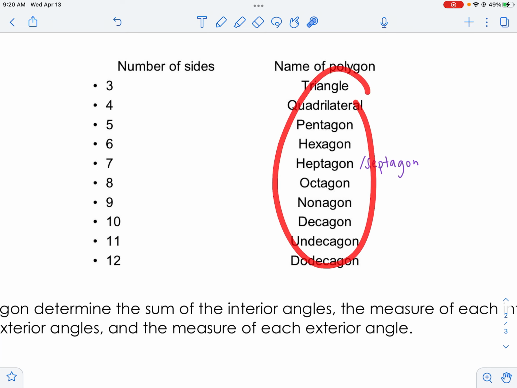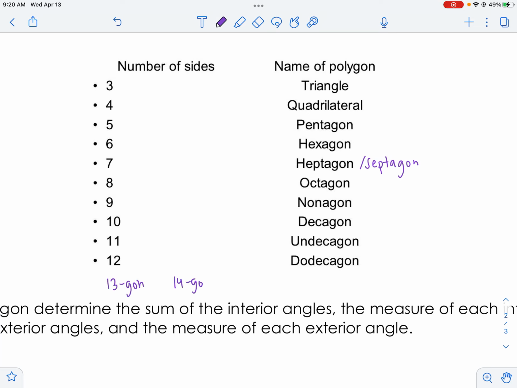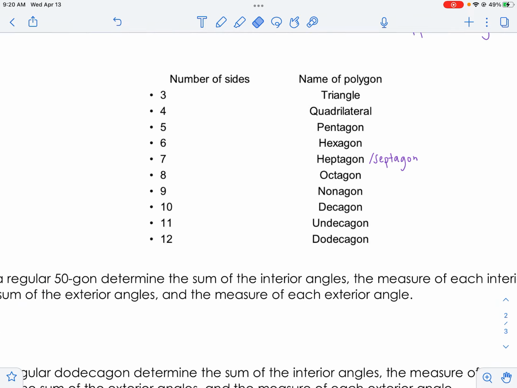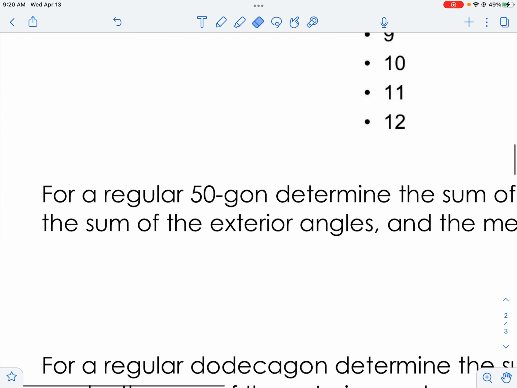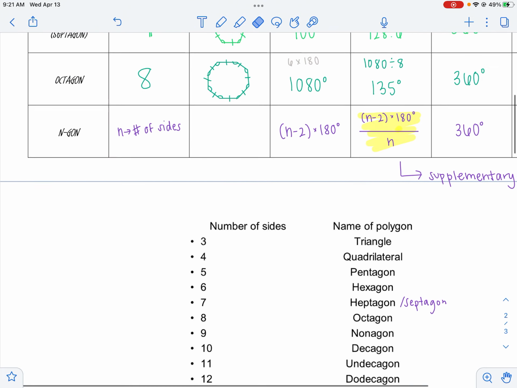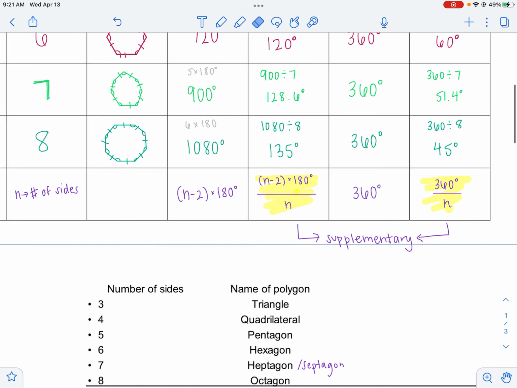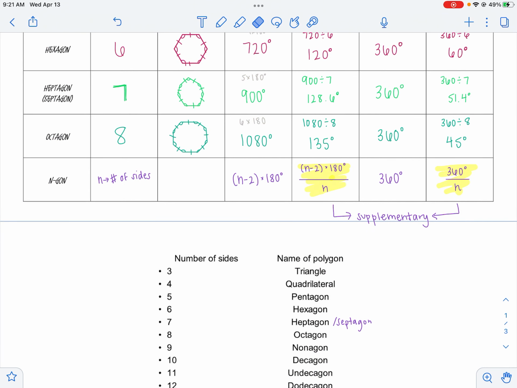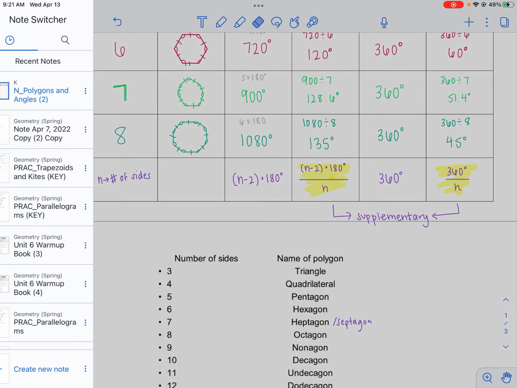Now, we only have to worry about these ones because past this, we're just going to call it a gon. So I would call it a 13 gon, a 14 gon, a 15 gon, 16 gon, 17 gon. They don't have specific names, so it's very easy to see the number of sides. For example, this problem talks about a 50 gon. Well, what's n? What's the number of sides? 50. So once you know the number of sides, it makes it a lot easier to use these formulas right here.